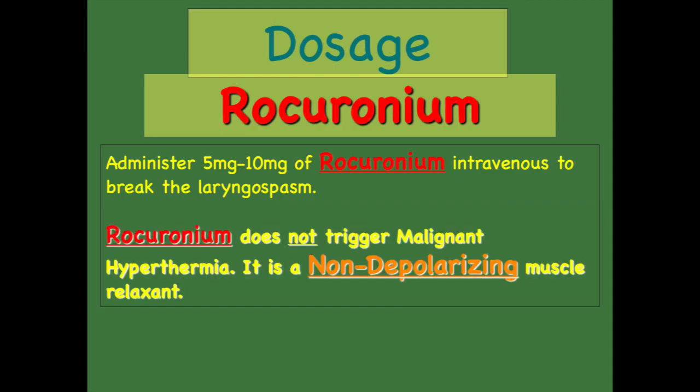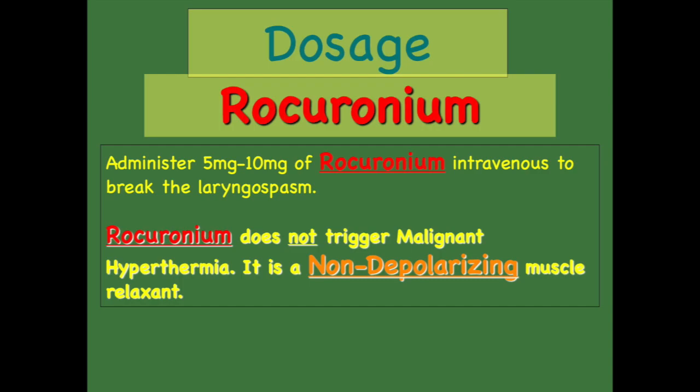So rocuronium, not being a depolarizing, but being a non-depolarizing muscle relaxant, will not trigger malignant hyperthermia. The reason that succinylcholine is depolarizing is because it mimics and it looks just like the acetylcholine molecule. It's 2 acetylcholine molecules, again, back to back.